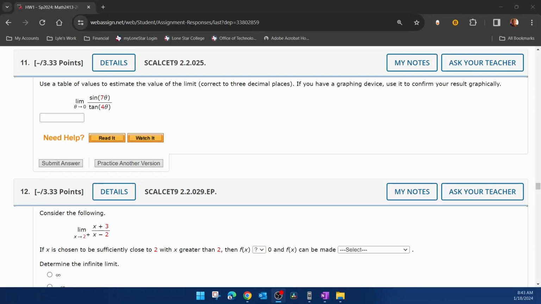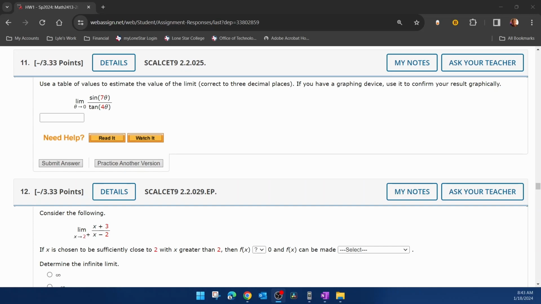All right, here we go. Question number 11 from our Calculus 1, homework number 1 in WebAssign. They want us to use a table of values to estimate the value of the limit correct to 3 decimal places. If you have a graphing device, use it to confirm your result graphically. And so I'll try to throw in Desmos at the end to at least address that part of the problem.